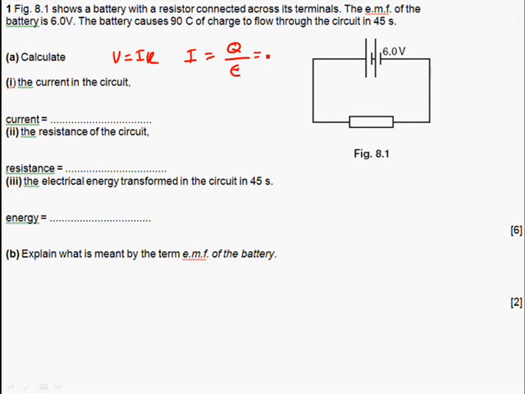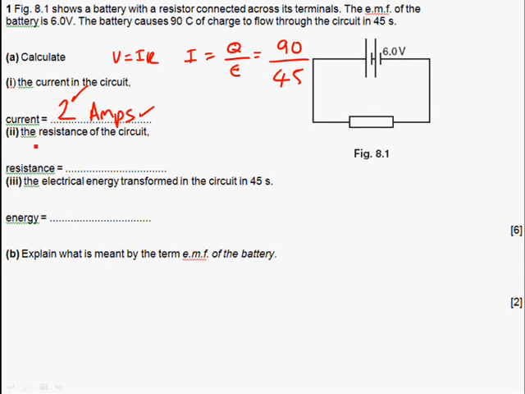Okay, so 90 coulombs in 45 seconds. If we divide through, we'll find out how many coulombs per second. 90 divided by 45 is 2, and that's amps. Okay, you would get a mark for the correct answer and a mark for the correct units, but always write down the formula you use because marks can be awarded for that if you make mistakes in other areas.